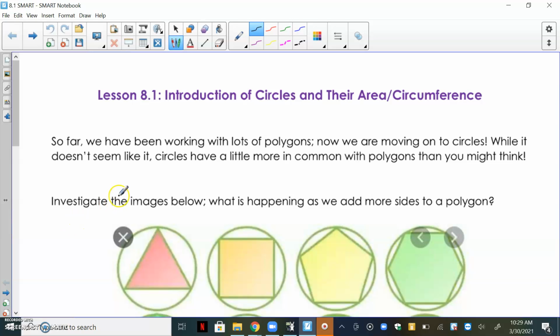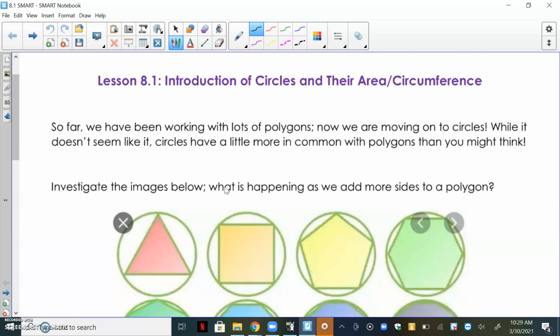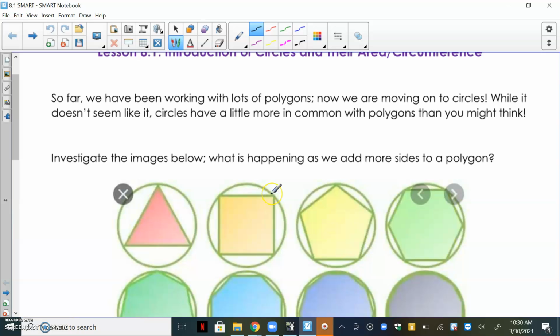Hey guys, welcome to lesson 8.1. Today we're going to be talking about circles and their area and circumference. We've been talking a lot about polygons, and in fact they're more related to circles than we might think.